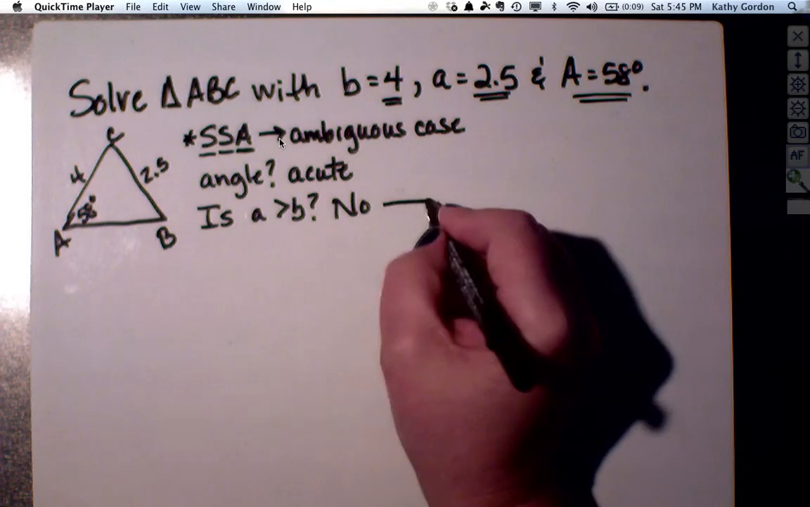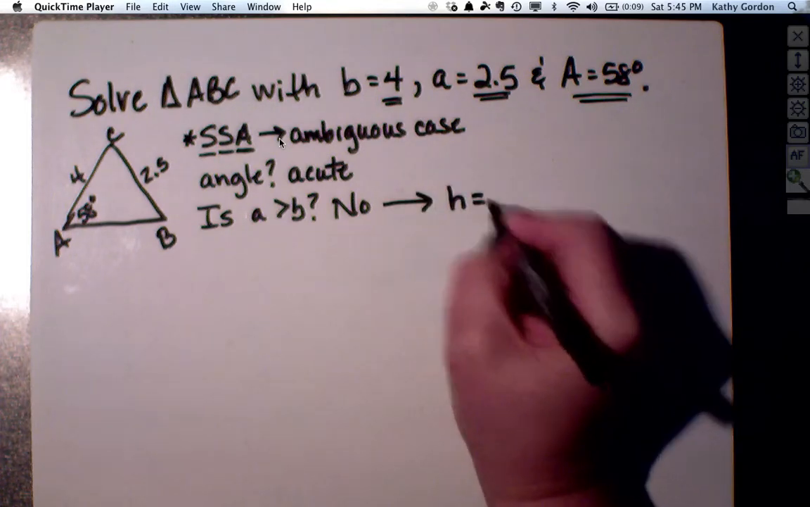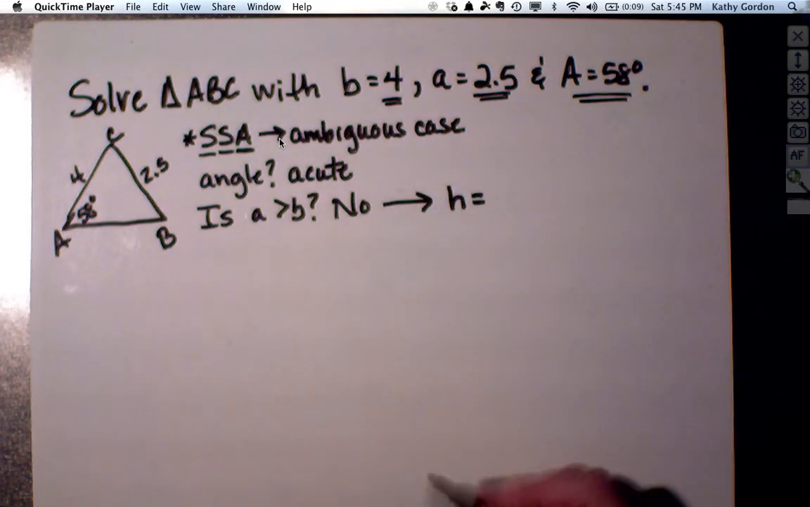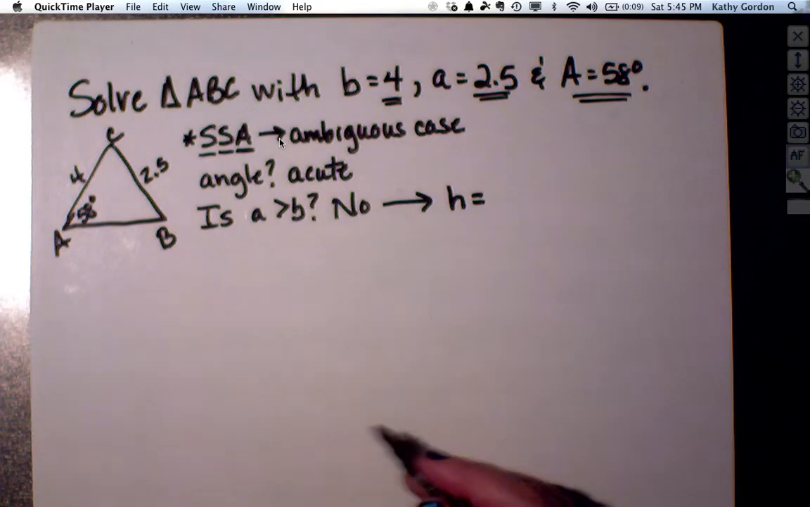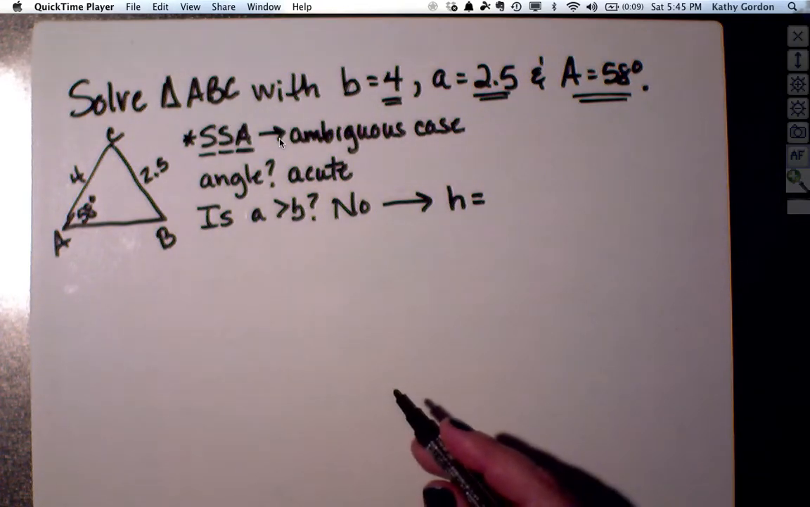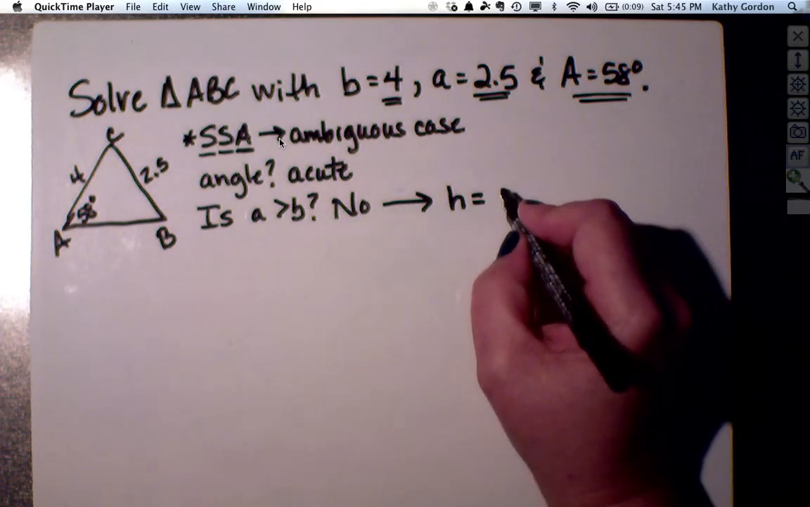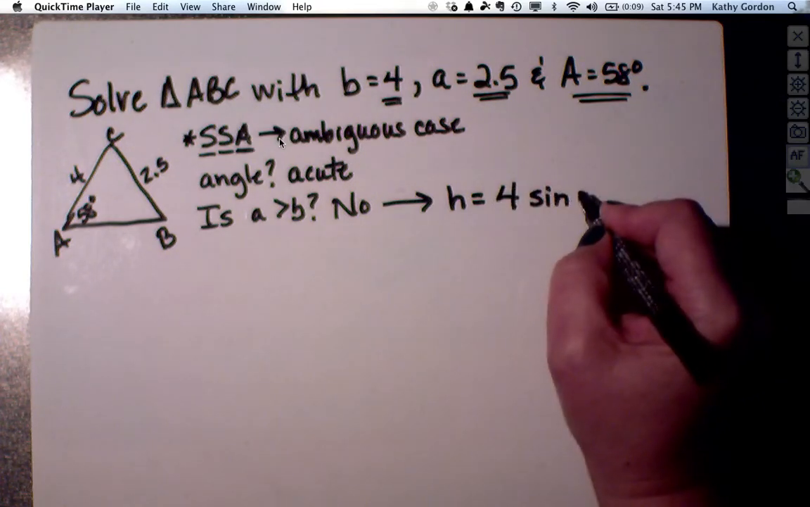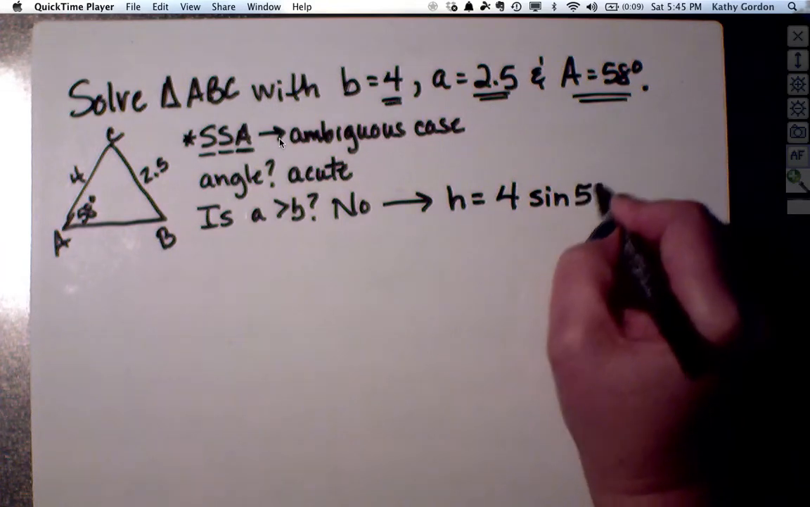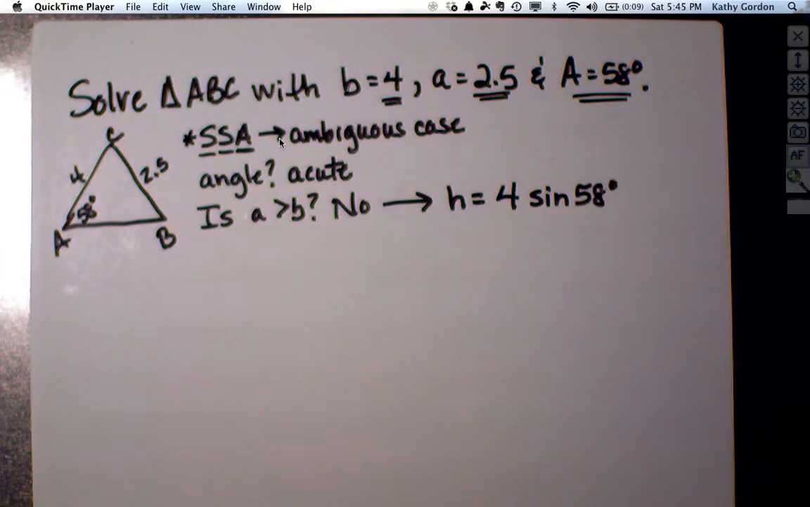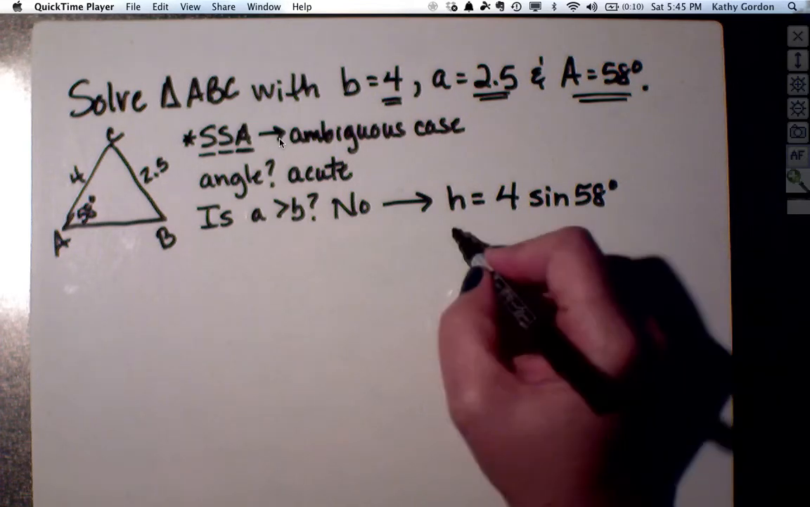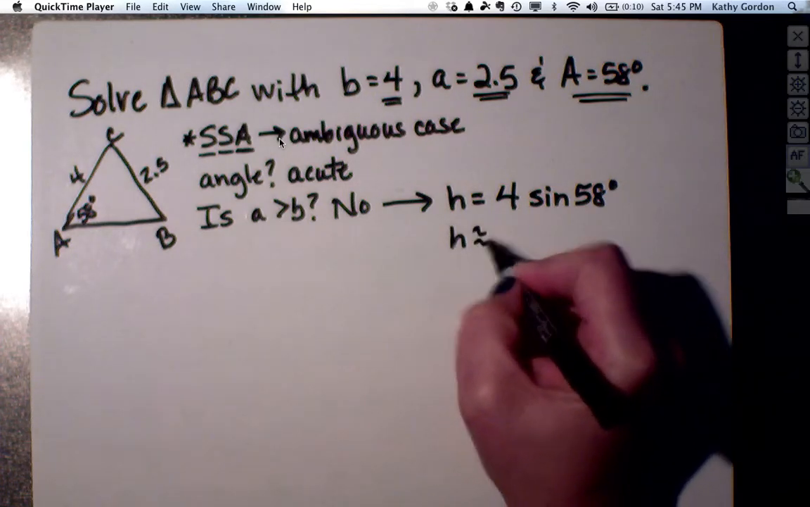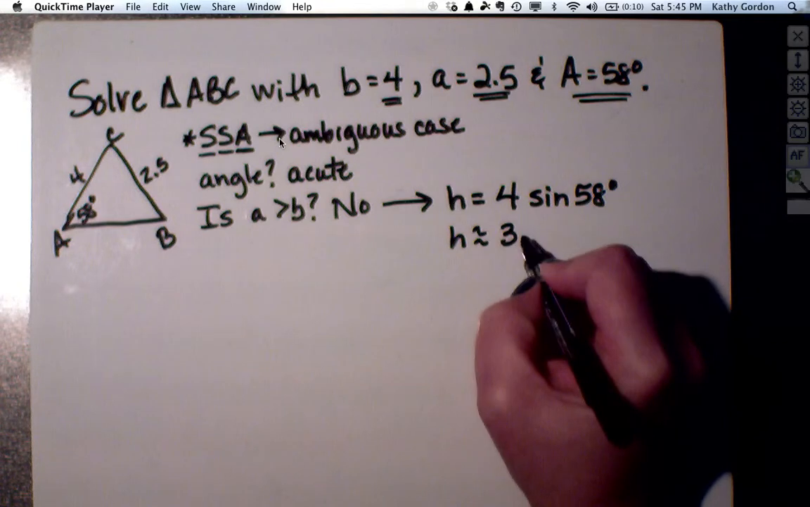So if not, then we have to figure out what h is, because for the other 3 possibilities, h is involved. For h, we take the b value of 4 times the sine of angle A, which was 58 degrees. When you plug that into your calculator, we get an h value of approximately 3.39.